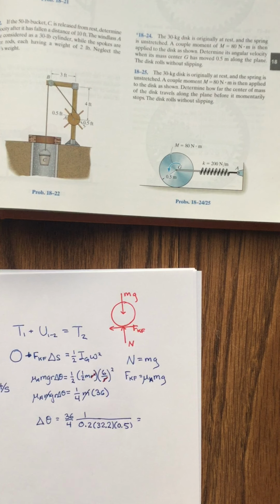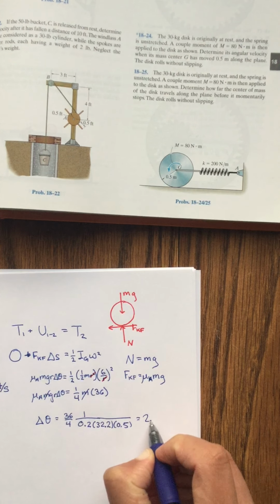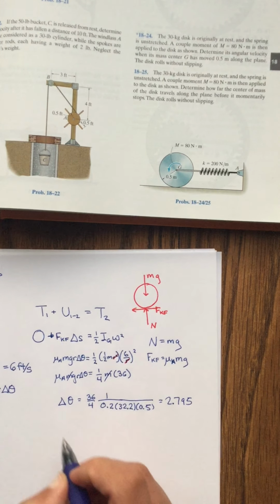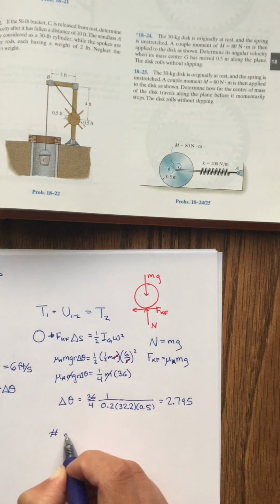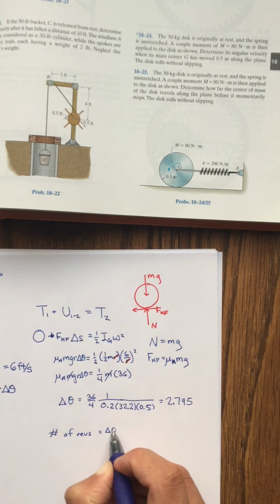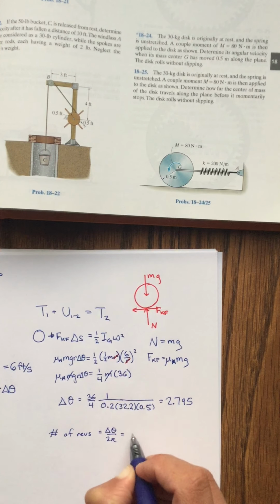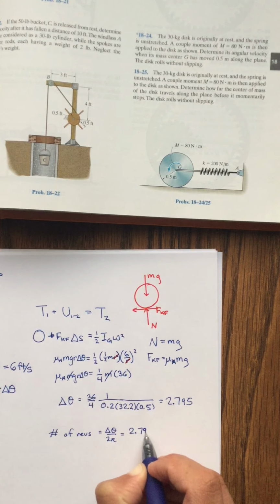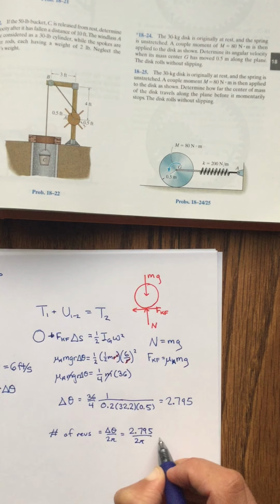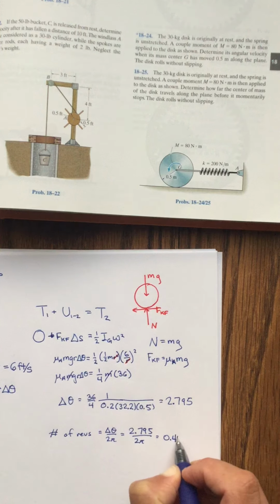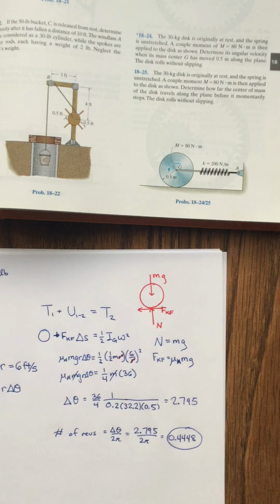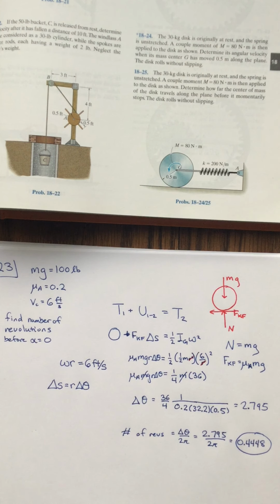And so for delta theta, we get 2.795. Then if you want the number of revolutions, take delta theta and divide it by 2 pi. So this is 2.795 radians divided by 2 pi radians, which gives you 0.4448. That is the number of revolutions, and that concludes problem 23.